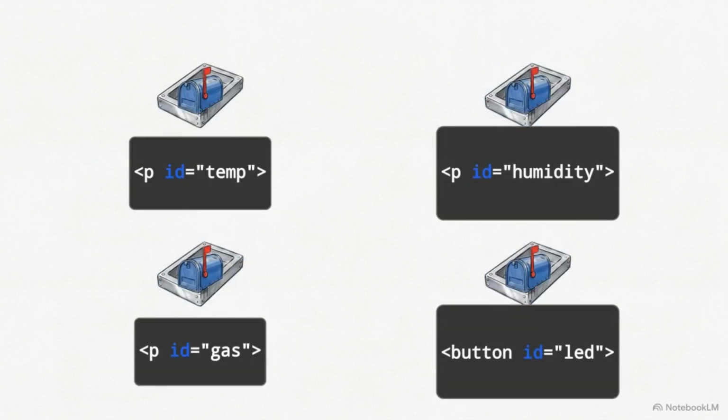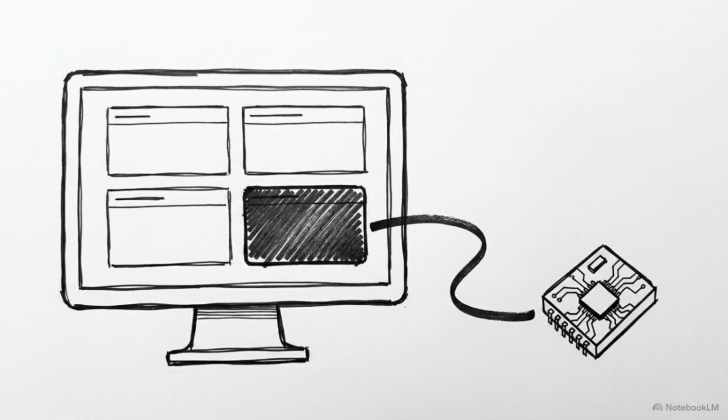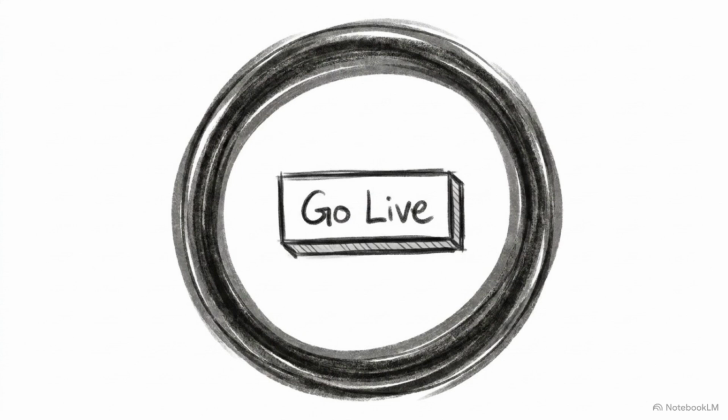To route our simulated data, we assign unique IDs to the paragraph tags inside each dashboard card. For the 4th card, instead of a paragraph tag waiting for data, we add a button. This provides a way to send reverse input from the dashboard back to our hardware. With the elements in place, use the Go Live extension in VS Code to launch a local server.